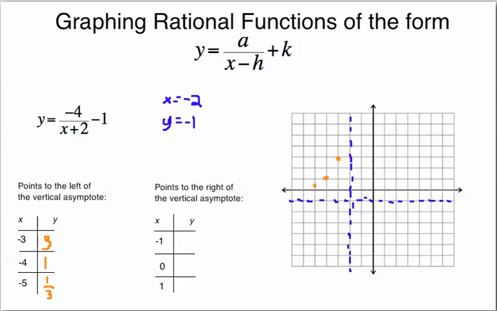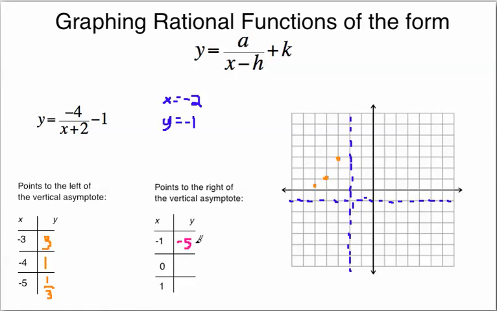Now we want to look at some points that are to the right of the vertical asymptote. Again, the vertical asymptote is here at x equals negative 2, and we're going to pick some points to the right, and namely I picked negative 1, 0, and 1. Again, you're going to plug these in. When you plug in negative 1, negative 1 plus 2 is positive 1, negative 4 divided by positive 1 is negative 4, and negative 4 minus 1 is negative 5. I know I went kind of quickly through that. Go ahead and check that work on your own if you want to.